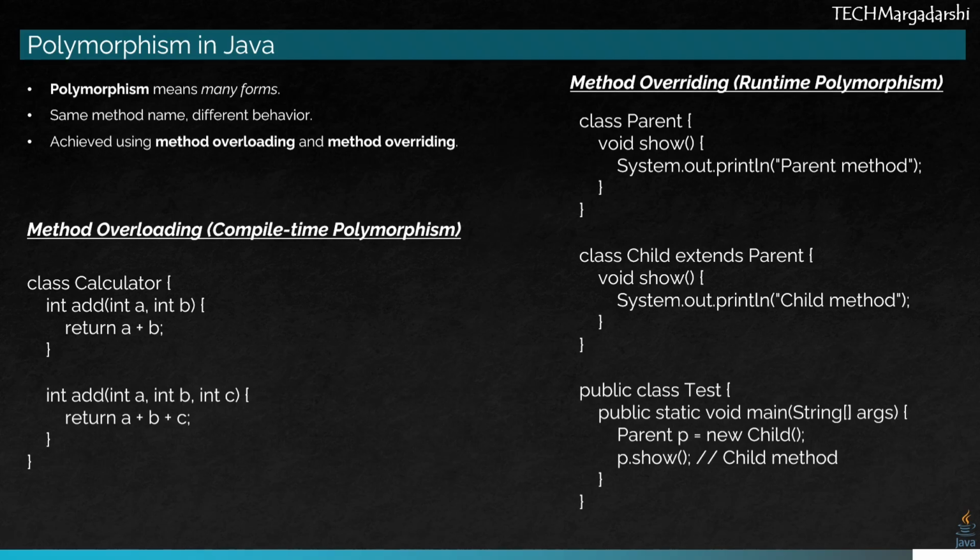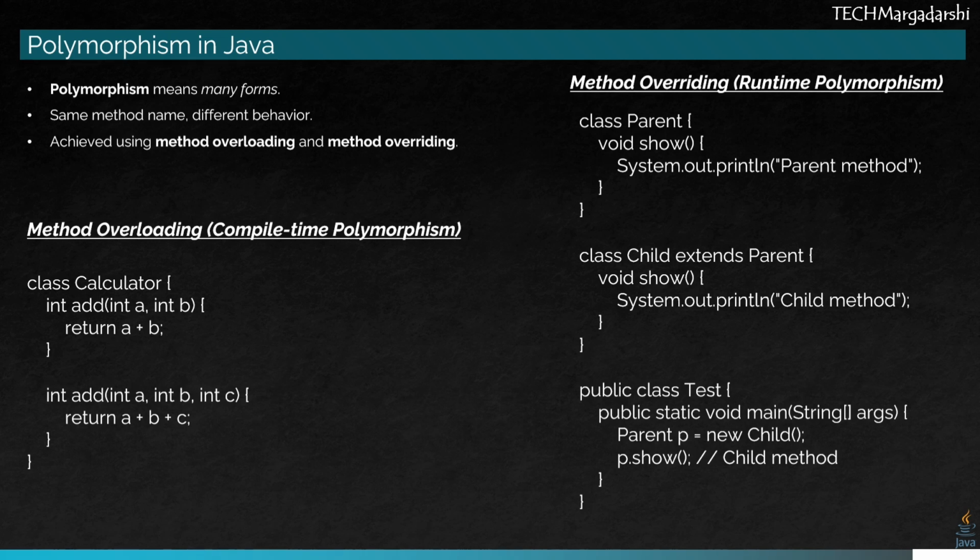First, let's look at method overloading. In this example, we have a class called calculator. Inside this class, the first add method takes two integers and returns their sum. The second add method has the same name, but it takes three integers. Even though the method name is the same, the number of parameters is different.